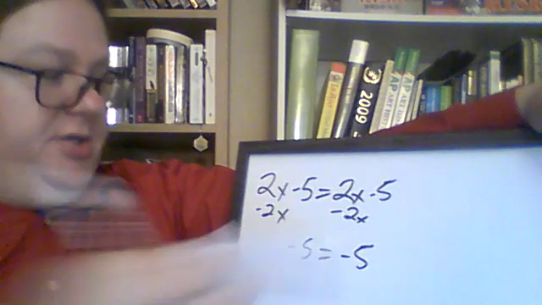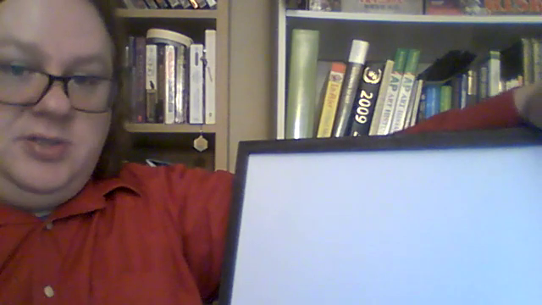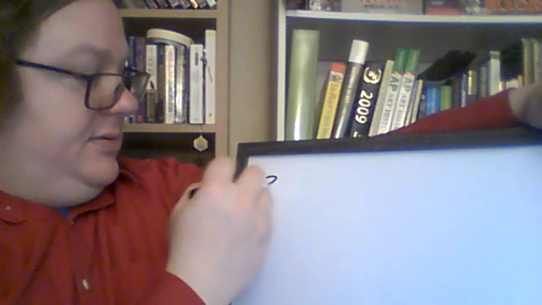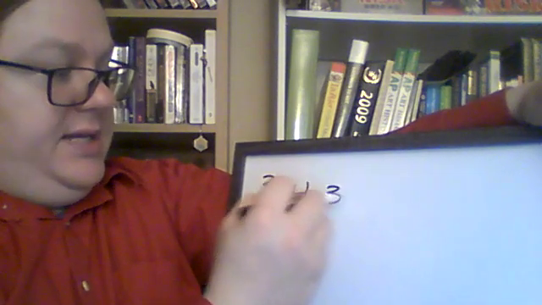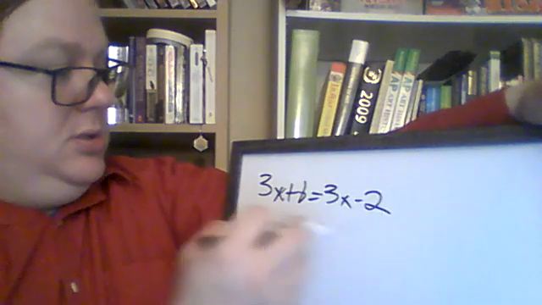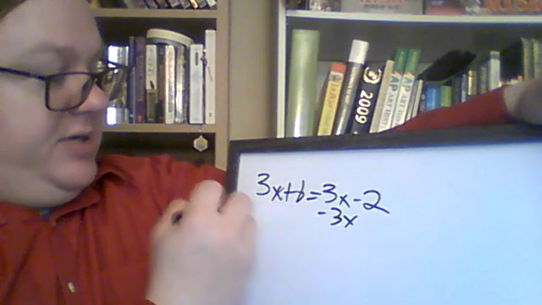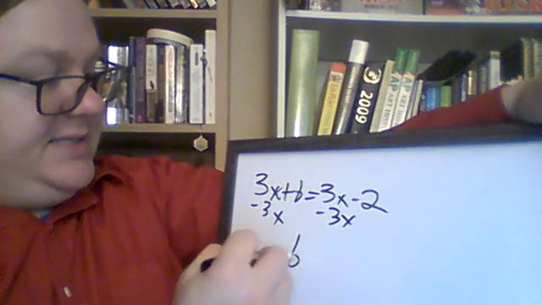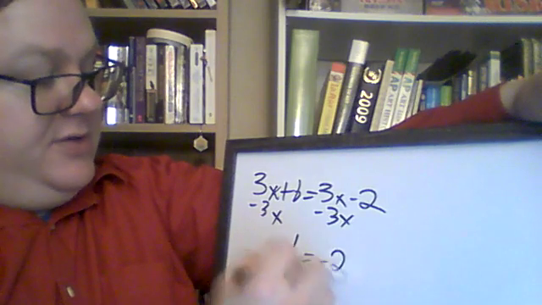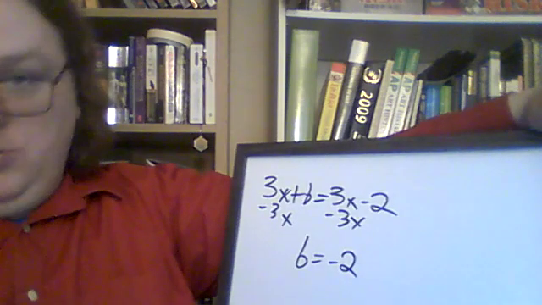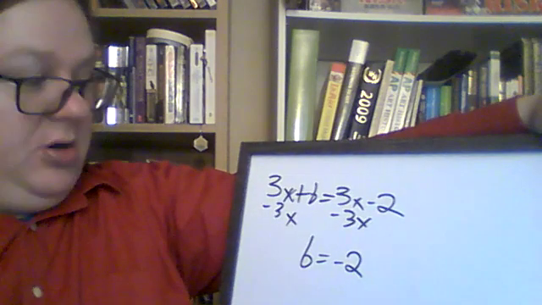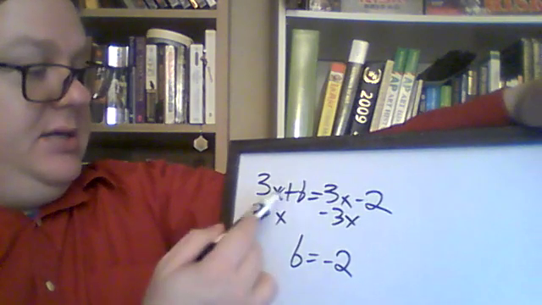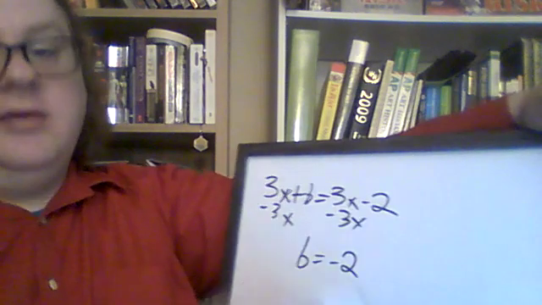The other version is called no solutions. That's 3x plus 6 equals 3x minus 2. If I subtract that 3x, subtract that 3x, I end up with 6 equals negative 2. And 6 does not equal negative 2. That's a lie. So it's no solutions. There are no solutions that will ever make this equal that. No solutions.